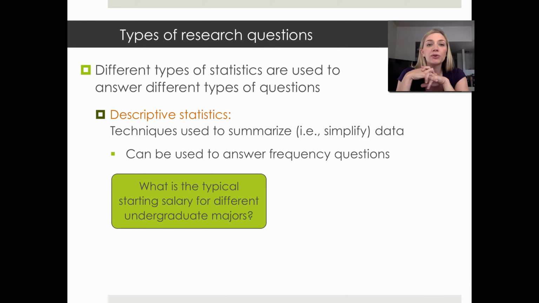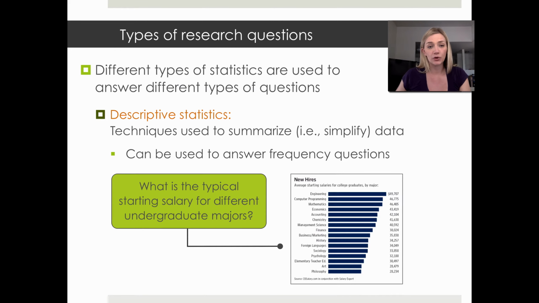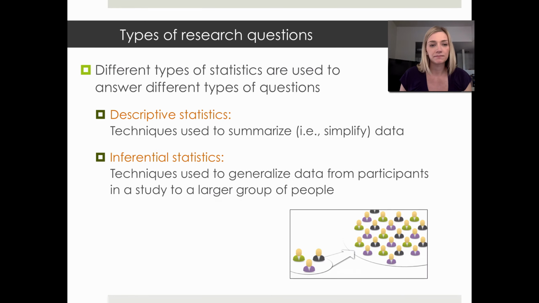What is the typical starting salary for different undergraduate majors? Here we're asking about the frequency of earning different amounts of money given different disciplines: biology, engineering, psychology. And to answer this question, we use a descriptive statistic, which is a mean, or the average. And you can see here that psychology majors make an average of about $32,000 after graduating college.